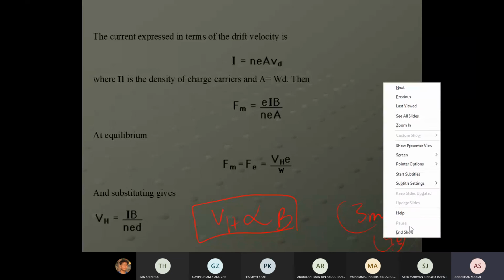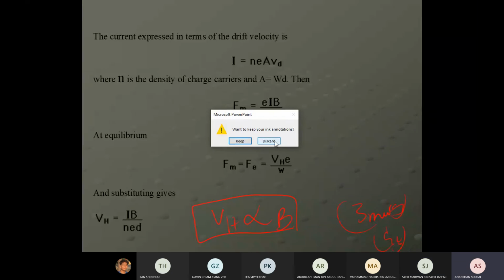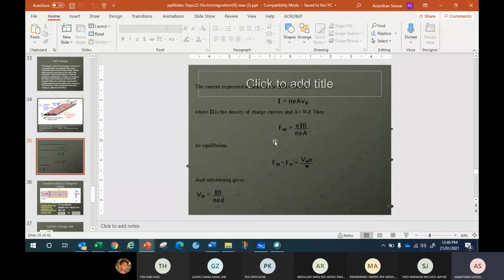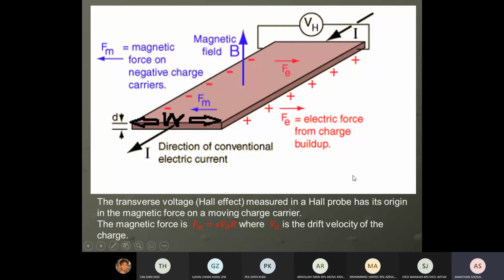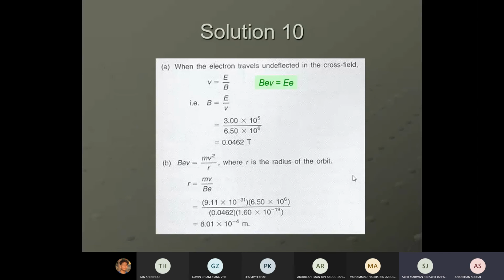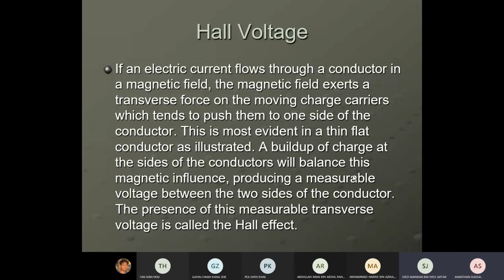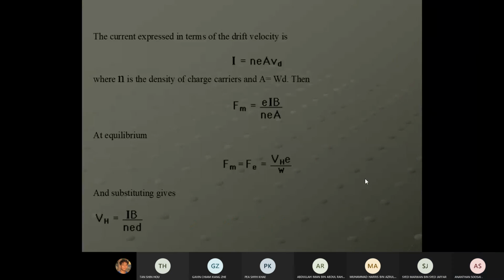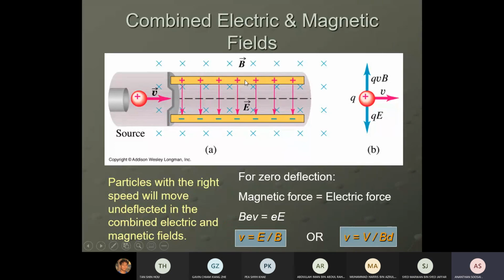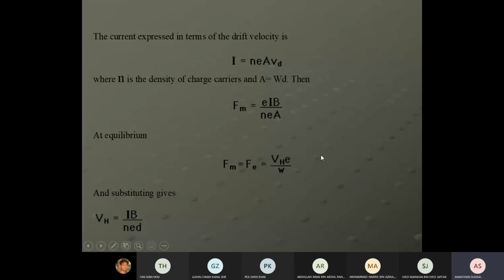Okay, guys, any questions? No questions. Good. I don't want to stretch further, as you learned a lot of information today, so I'm going to stop here. In the next class, we will discuss the velocity selector.